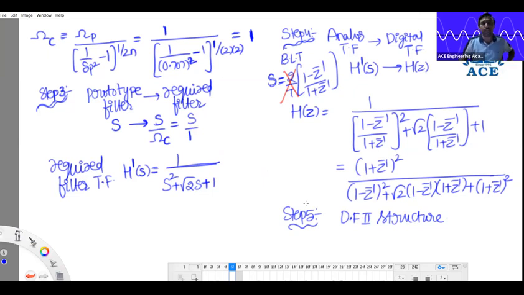Don't expect a complete design, but conversion of H of s to H of z can be asked. Convert the analog transfer function to a digital transfer function, that question can be asked, sir. If the order is 1.5, go for second order. 1 point something means second. Seal. Next number, rounding.